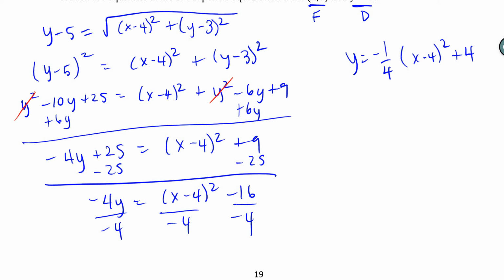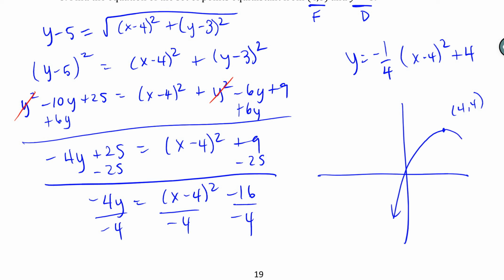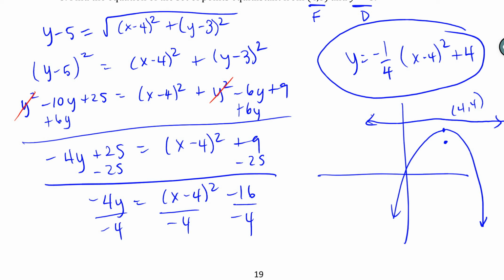And I know a ton about this graph without even using my calculator. If I was to graph it, the vertex is going to be (4, 4). And because the number in front of the (x minus 4) is negative, I know it's going to be concave down. I know the focus is (4, 3), so it's going to be right here. And I know the directrix is y equals 5, so it's going to be right above it. Now, they didn't ask you to do the sketch, but that helps understand what we're doing here today.